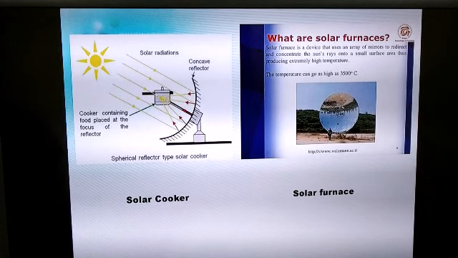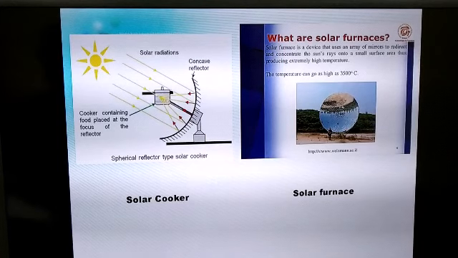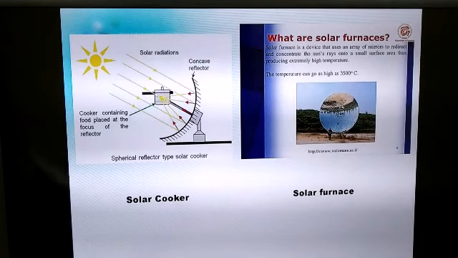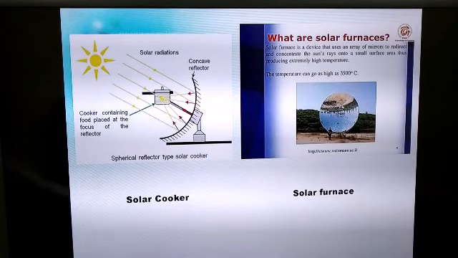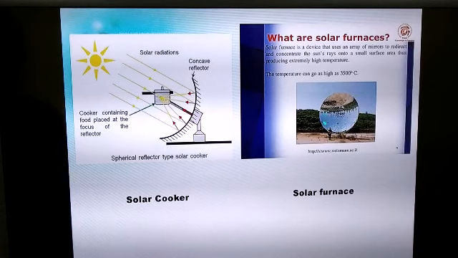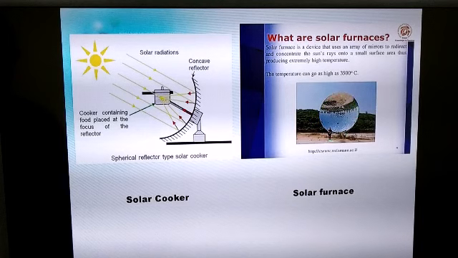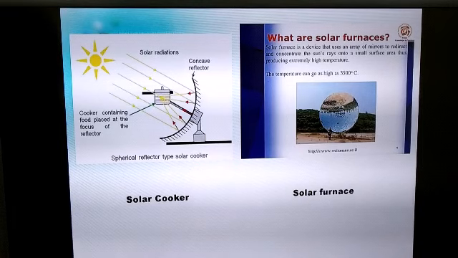Concave mirrors are also used in solar furnaces. Solar furnace is a device which uses an array of mirrors. An array means it is a collection of mirrors. So if you can see in the image, this is a huge solar furnace, and this huge solar furnace contains a number of concave mirrors. So solar furnace makes use of an array of concave mirrors.